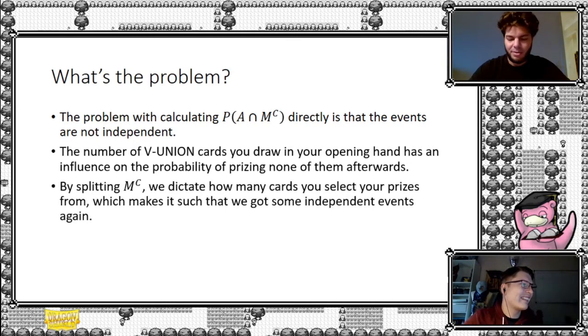So yes, by splitting this MC into smaller cases, we can dictate how many cards we have to draw prizes from, and how many of them we cannot draw. Cannot draw the V-Union pieces in this case. And that's indeed how we turn these seemingly dependent events into independent events again. And by getting these independent events, that makes the calculations a whole lot easier, because you just multiply the things together and then we're pretty much there.